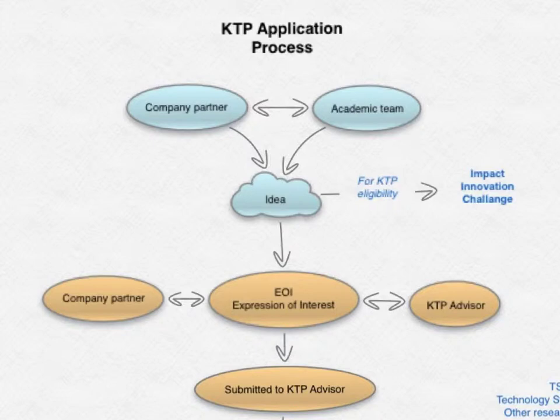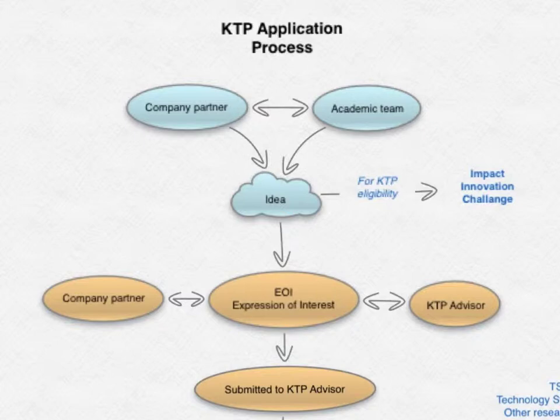In this video we're going to look at the KTP application process. All KTPs start with a relationship between a company partner and an academic team. Generally, conversations occur where an idea is developed. It is good at this point, if considering KTP, to consider the three main areas of KTP. They are impact, innovation and challenge.